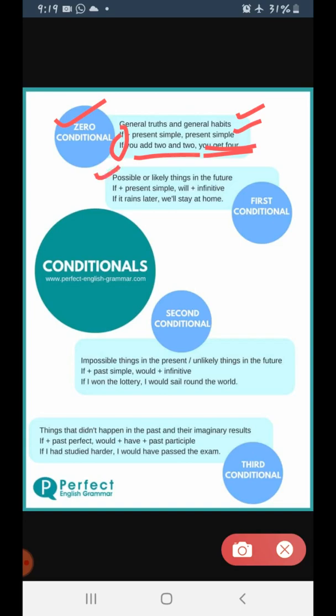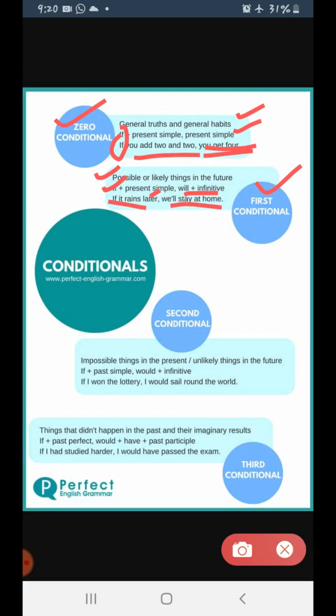Possible or likely things in the future go for the first conditional. So what is the structure? If plus present simple and will plus infinitive. Example: if it rains later, I will stay at home. This shows the future action.